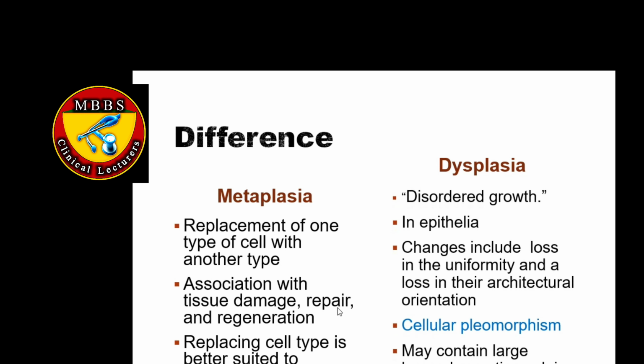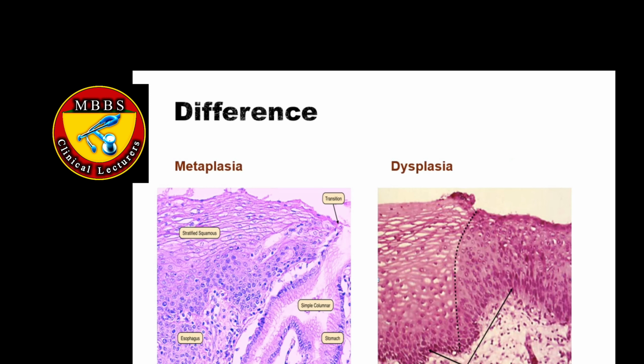Now, what is dysplasia? Dysplasia is a disordered growth. It occurs in epithelia. It does not occur in parenchymatous or mesenchymal tissues. And the changes include loss in the uniformity and loss in the architectural orientation, as we just discussed in detail through the pictures. In dysplasia, the cells show a lot of pleomorphism, yes. And then they may also contain large hyperchromatic nuclei with a high nuclear to cytoplasmic ratio. So this is metaplasia, changing of one epithelium to the normal, stratified squamous epithelium.